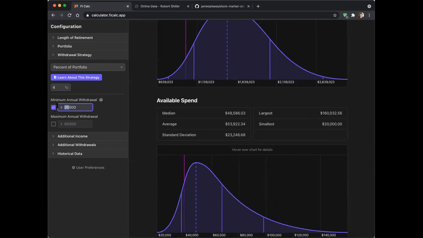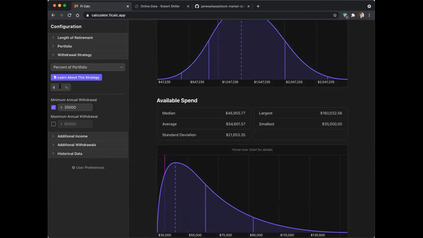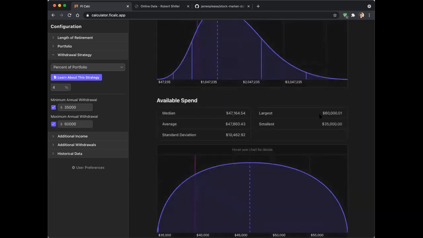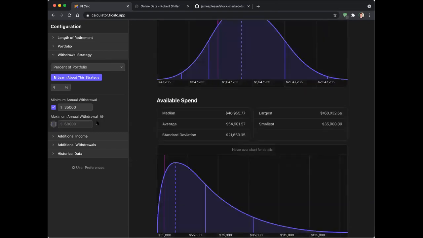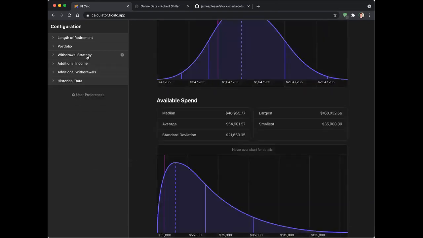So this allows you to say, hey, most of the time, hopefully that 4% hovers around 40,000, but I can flex down to 35. And that ensures your available spend always stays at 35,000 at the minimum. You can also do it the opposite way. Like you can see here, this percent of portfolio shoots way up to 160. You may not need that, so you can restrict that as well and see the impact on the results. So that is the withdrawal strategy.